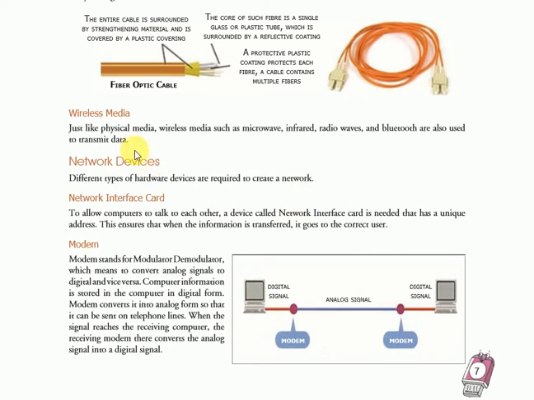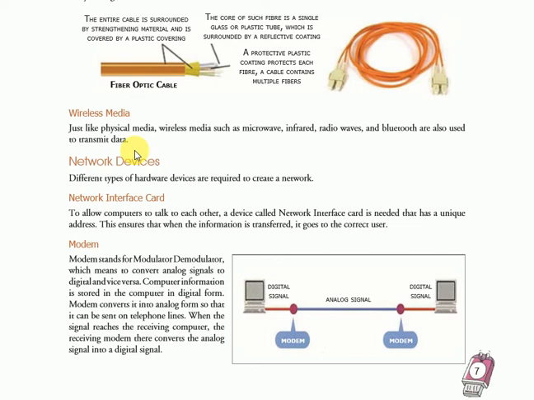Next, wireless media. Just like physical media, wireless media such as microwave, infrared, radio waves and Bluetooth are also used to transmit data. This is wireless media: microwave, infrared and radio waves. You also know that wireless media is used for communication between two or more devices.